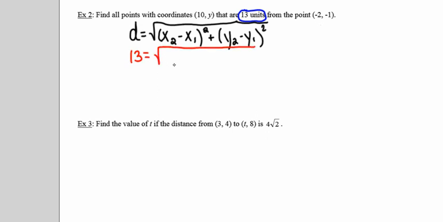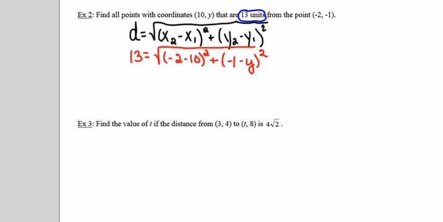My second x is -2. My first x is 10. And I want to take that difference and I want to square it. My second y is -1. My first y is y. And I want to take that difference and again I want to square it.